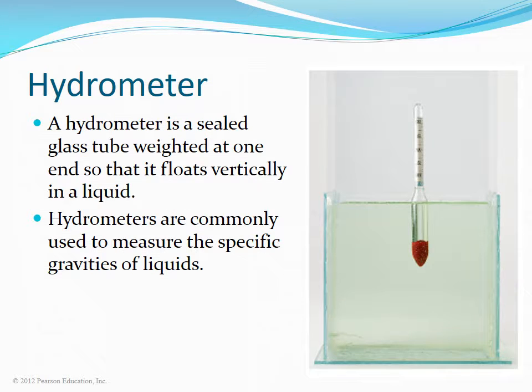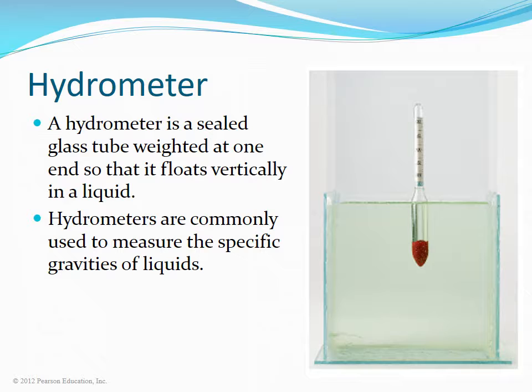A hydrometer is a sealed glass tube weighted at one end so that it floats vertically in a liquid. Hydrometers are commonly used to measure the specific gravities of liquids. It sinks in the liquid until it displaces an amount of liquid equal to its own weight. The density of the displaced liquid is inversely proportional to the depth at which the tube sinks. That is, the greater the density of the liquid, the less the tube sinks. The less the density of the liquid, the more the tube sinks.